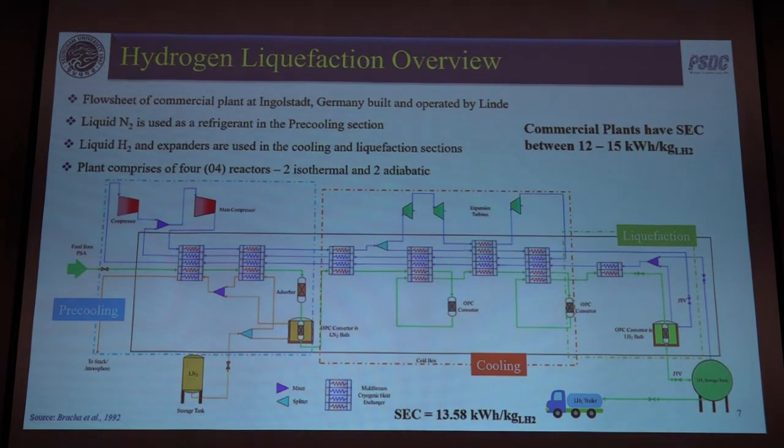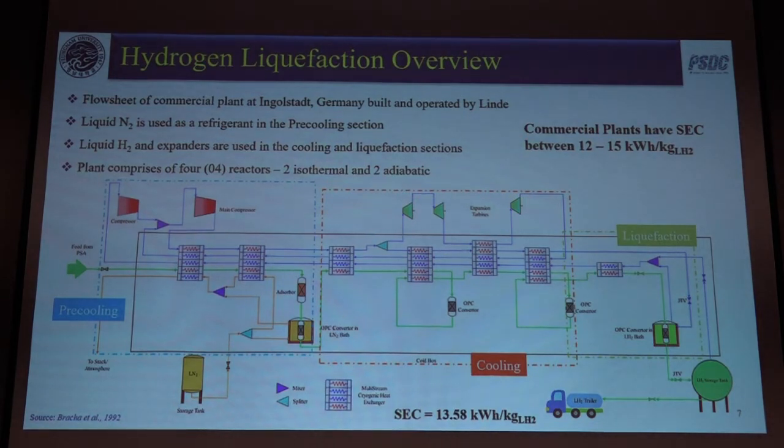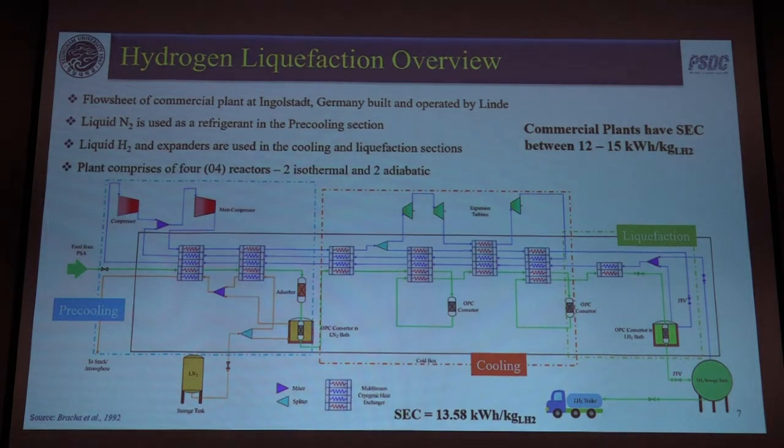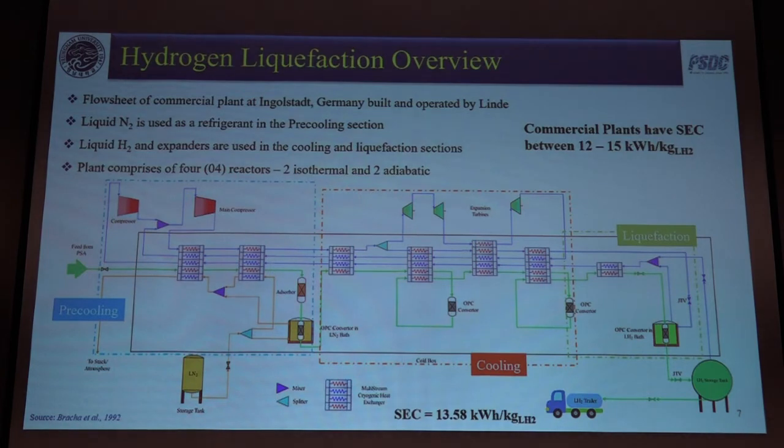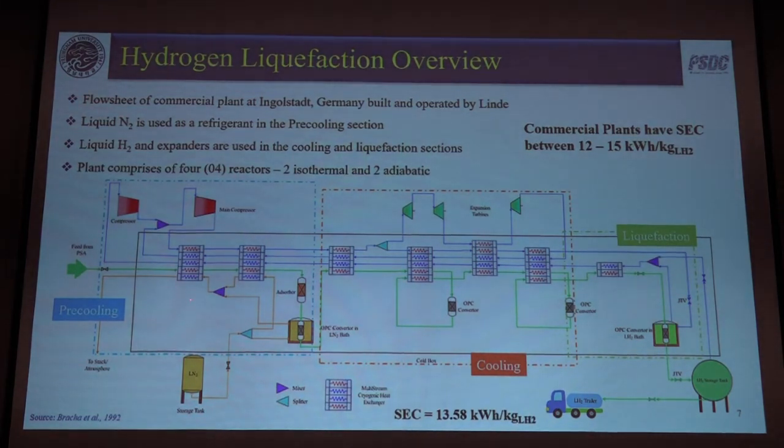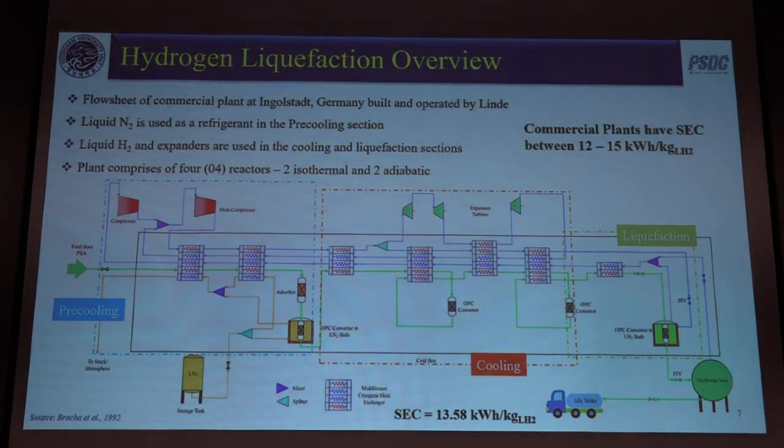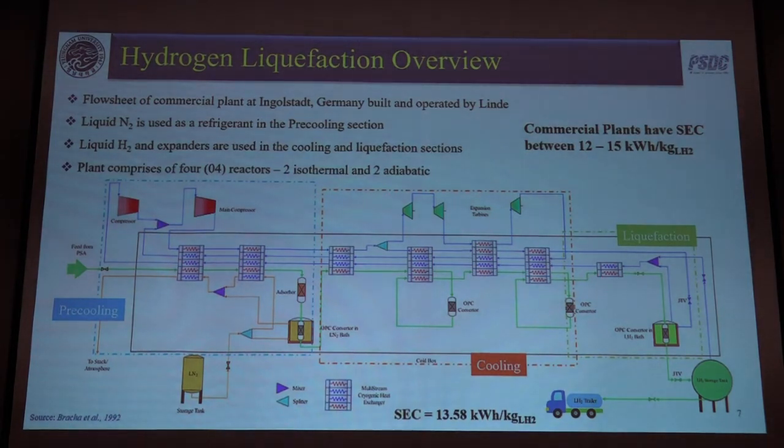Now, hydrogen liquefaction is not a new thing. Since the 1950s, since the start of the rocket or the space race, we have had liquefaction cycles. So this is just the latest process in the commercial sphere. This flow sheet is from the Ingolstadt plant in Germany, operated by Linde. In this process, as you can see, we have pre-cooling, then the cooling cycle, and the last is the liquefaction. Three steps of producing liquid hydrogen.